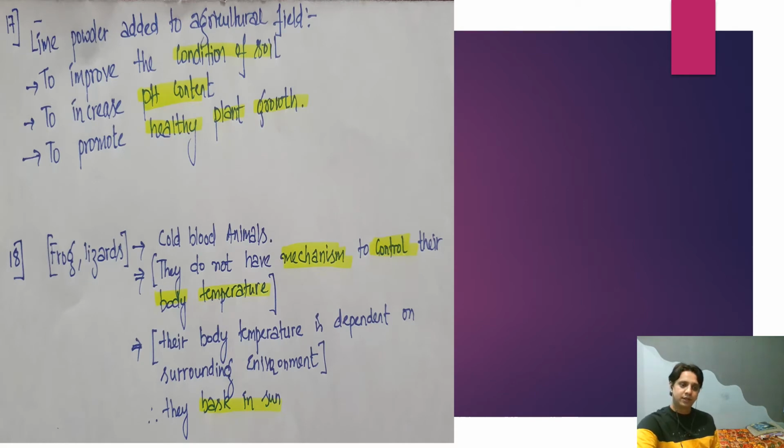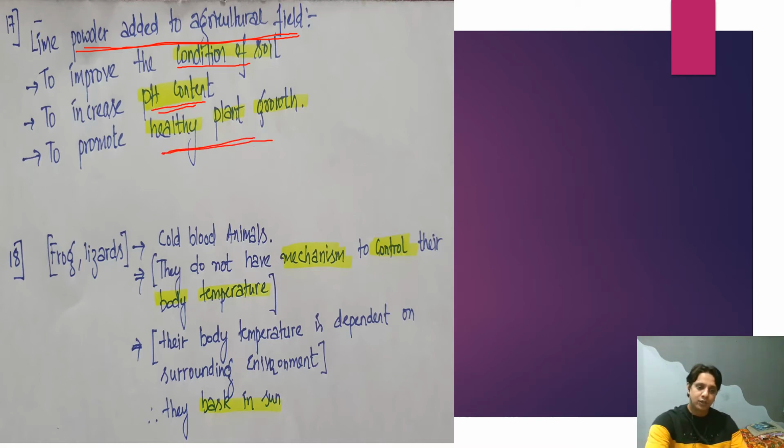17th one, an agricultural scientist suggests the farmer to add lime powder to agricultural field. So they've asked us the reason for this, and we can say that it is to improve the condition of the soil, to increase pH content, and also to promote healthy growth of the plant.